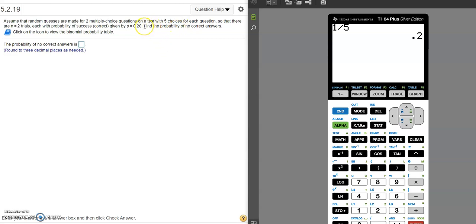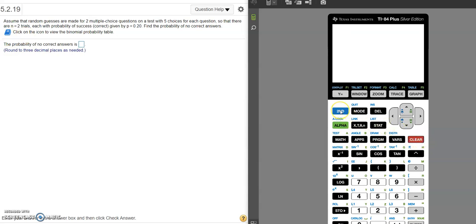The next part says find the probability of no correct answers. That will tell us x. So just to paraphrase here, n is how many trials, which is 2. p is 0.2, which is again 1 out of 5. And x is what we're trying to find the probability of. For no correct answers, x would be 0. Let me first show you in the calculator, and I'll also show you in the table.